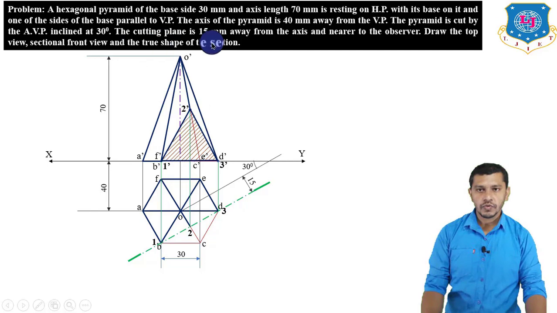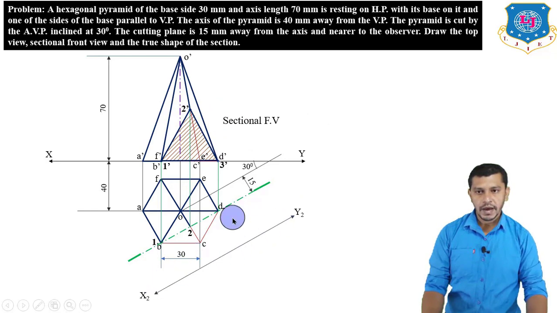Now we have to draw the true shape of the section. So as we have discussed, the true shape of the section will be in the plane which is parallel to the cutting plane. So now we have to draw a line which is parallel to the cutting plane over here. This will be our section front view. So we have to draw a line parallel to the cutting plane line, which will be our X2 Y2. Now we have to project 1, 2, 3 perpendicular to the X2 Y2 line. So draw the projections from 1, 2 and 3 perpendicular to the X2 Y2 line. This will be the projector of 1, projector of 2, projector of 3.